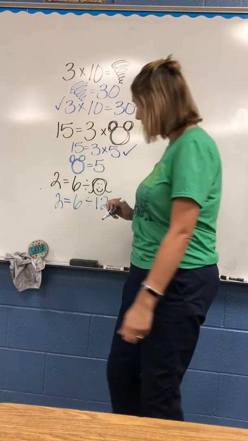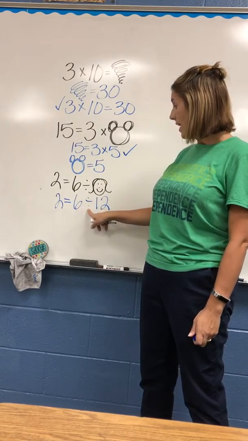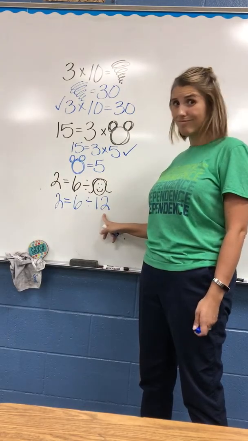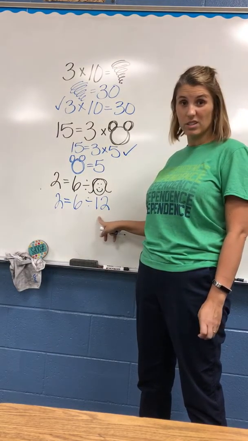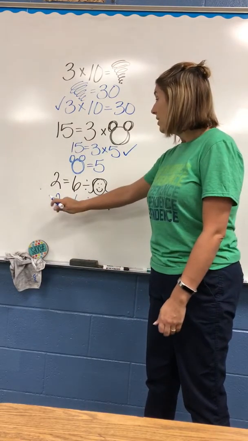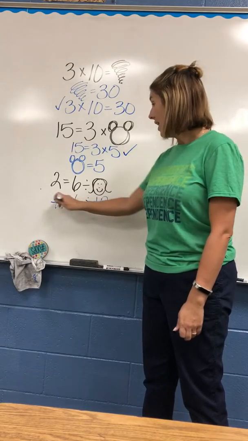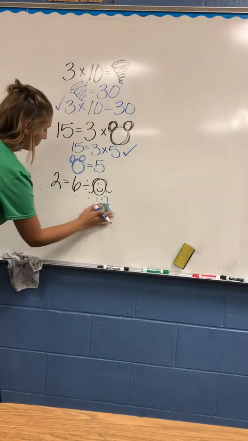Let's see, does this work? Is this going to check out? 6 divided by 12? That doesn't work out very well. I can't have 6 of something and divide it into 12 equal parts and still have whole numbers left. So this, it does not check out. I gotta do something different, right? So let's look at this problem here.